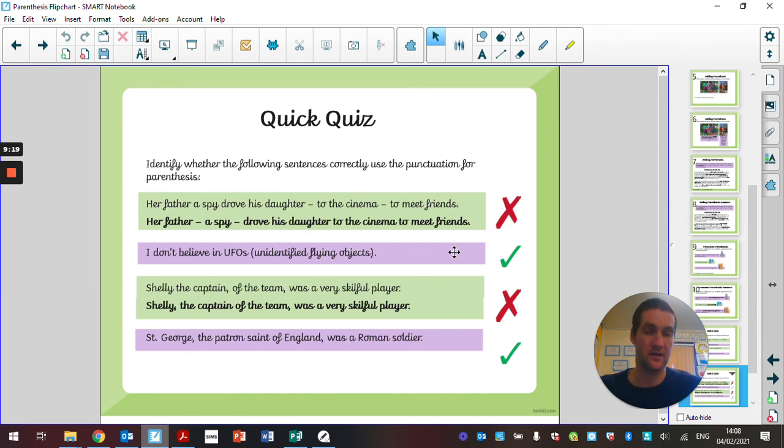Second one is correct. Third one, Shelley, the captain, and then parentheses of the team, was a very skillful player. So if we took of the team out, Shelley, the captain, was a very skillful player. Right? We needed to have some punctuation in there to make it make sense. Should be Shelley, the captain of the team, was a very skillful player.